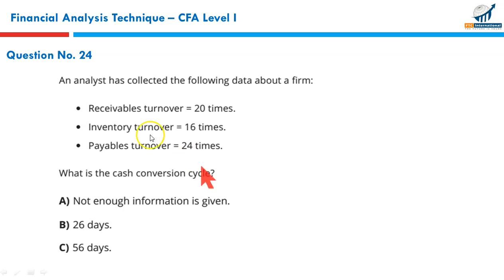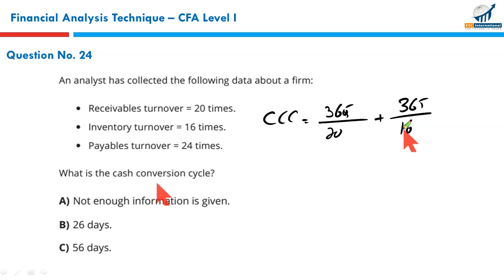Alright. So an analyst has collected the following data about a firm: receivable turnover, inventory turnover, payable turnover. Your mind will process this information at a great speed if you have practiced well. What is the cash conversion cycle? It is as simple as that. I'm going to straight plug in the numbers in the formula. 365 upon 20 will give me the account receivable days. Inventory turnover 16, 365 upon 16, that will give me for how long I keep my inventory. Minus accounts payable turnover, that is 365 divided by 24. It's as simple as that.